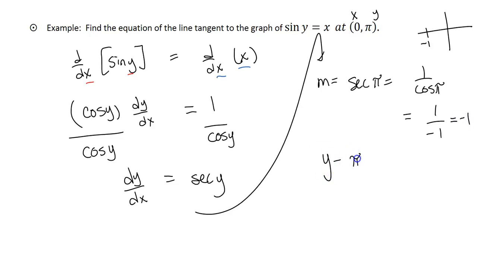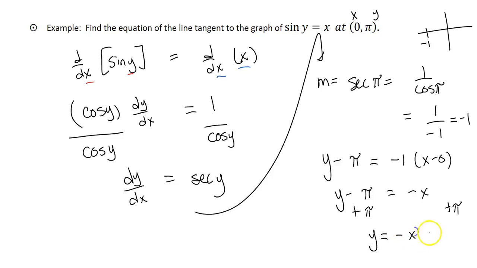So y minus pi is going to be negative 1 times x minus 0 according to my point slope form. So y minus pi is negative x, and if I add pi, I get that y equals negative x plus pi. So this is a straight line with a slope of negative 1 and a y-intercept of pi.